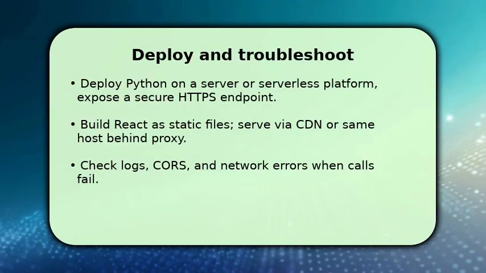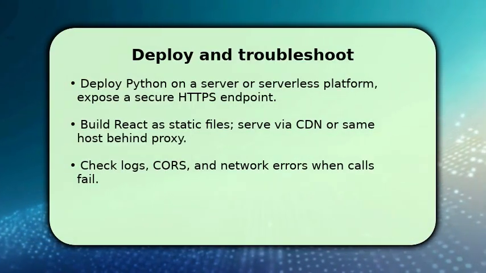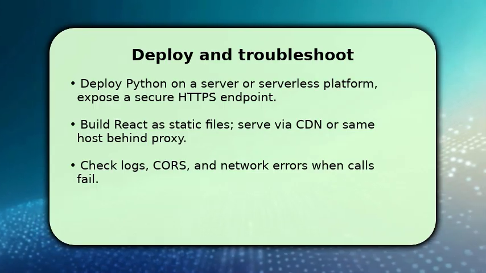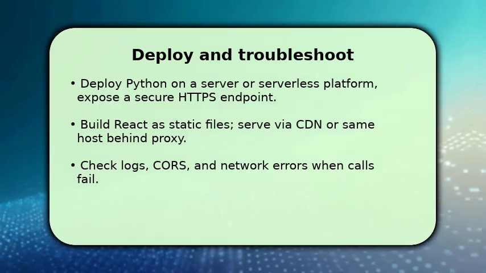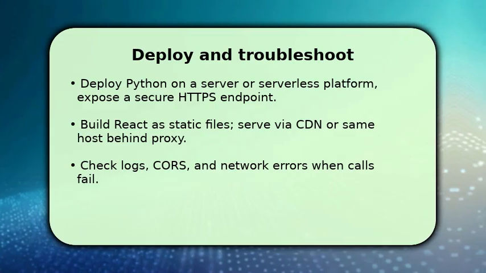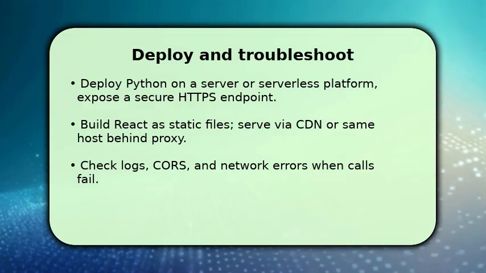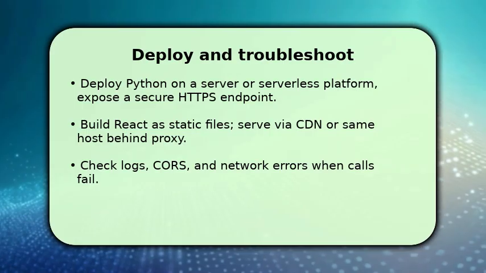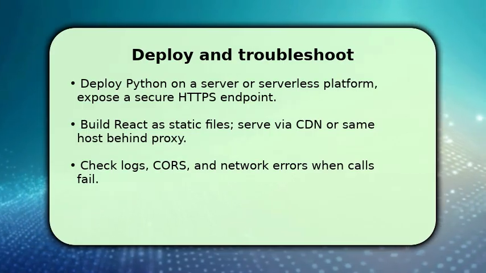To finish, deploy the Python API to a host or serverless platform and secure it with HTTPS. Then build the React app and serve static files from a CDN or behind the same proxy so origins match. Once deployed, test end-to-end functionality and performance.